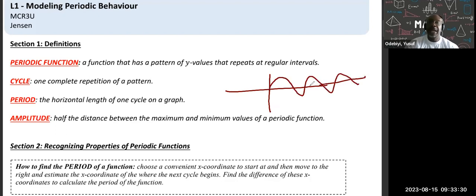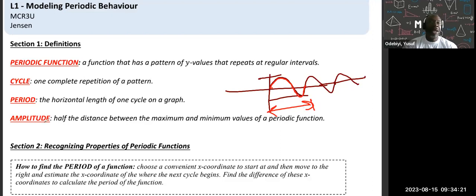If something repeats, from here to here it repeated, and from here to here it repeated, and so on. So there's a pattern going along the x. So anytime you have one cycle, that means you have one pattern. From here to here was one cycle, and if I go again, that's another cycle. A period is the horizontal length of one cycle. How long it took to get from here to here, that is the period. How much time it took to complete one cycle.